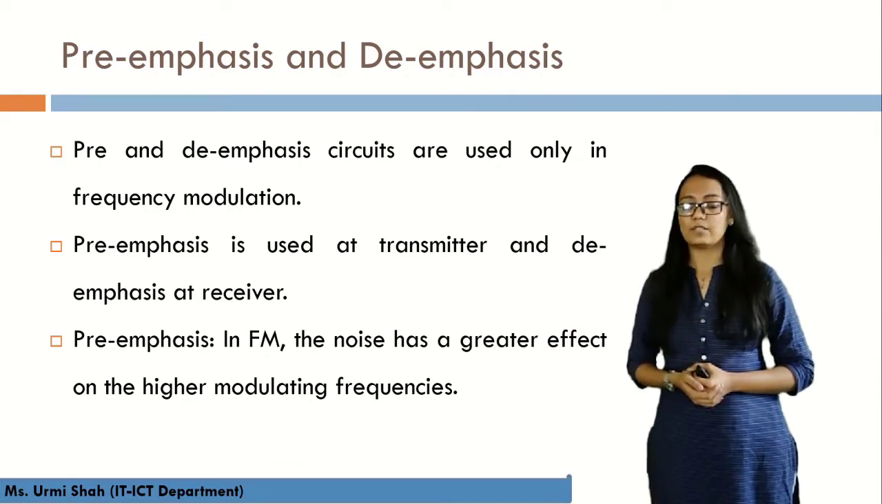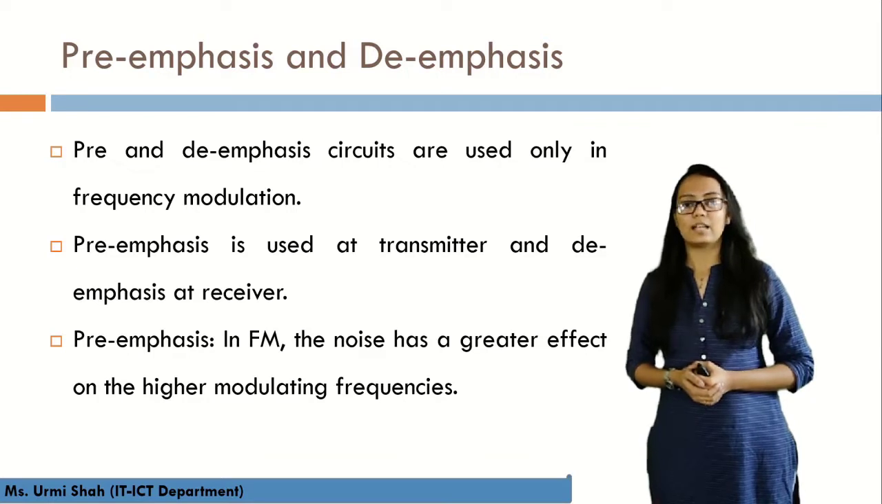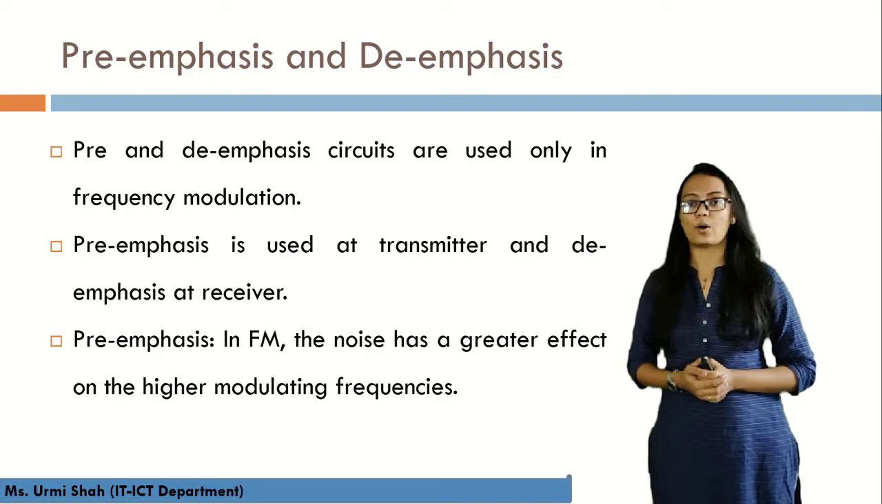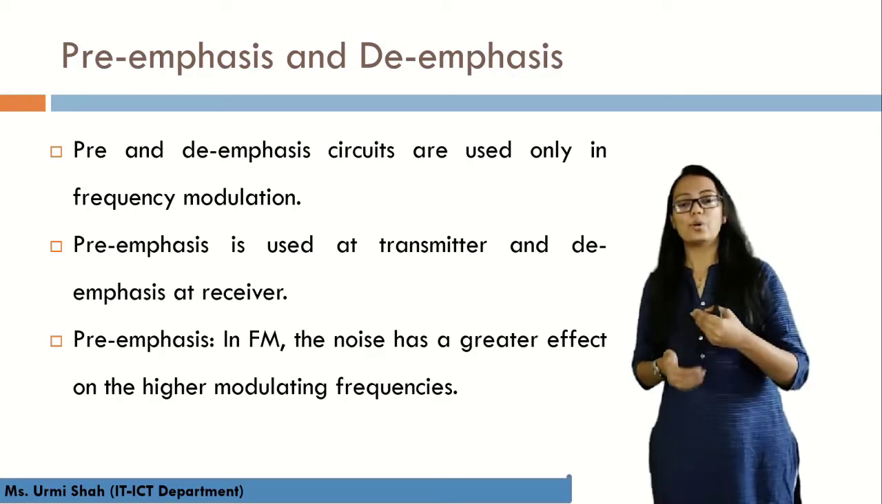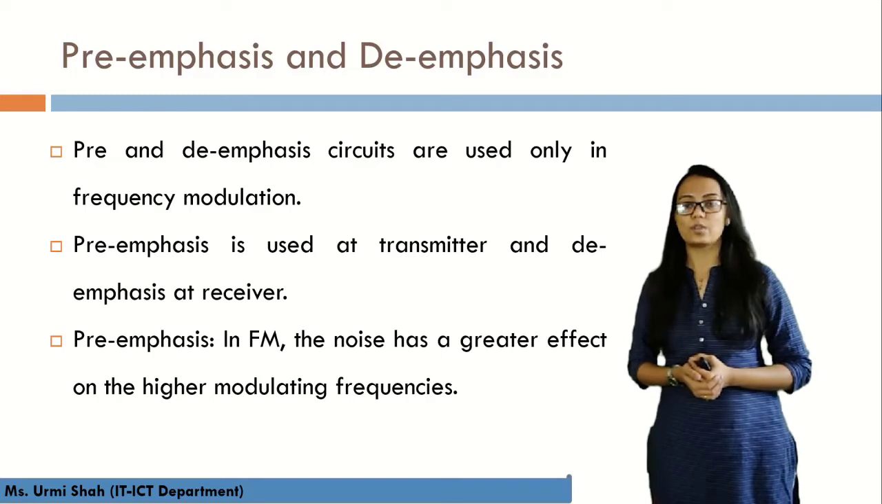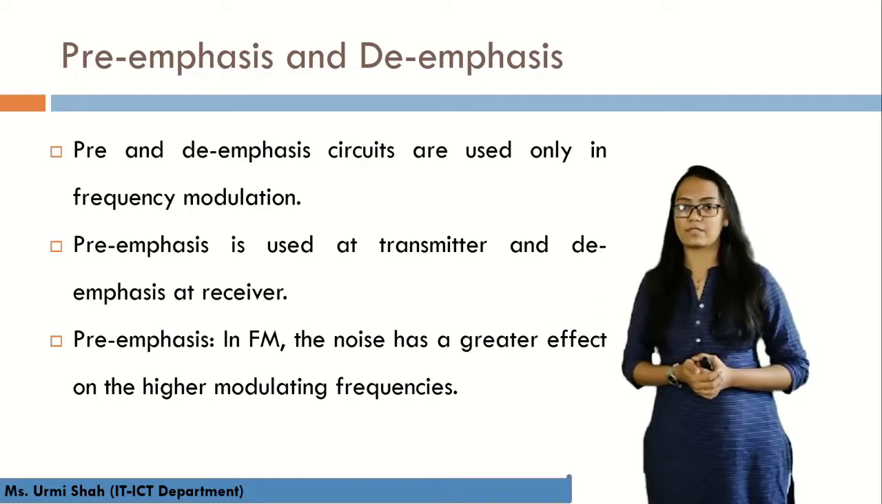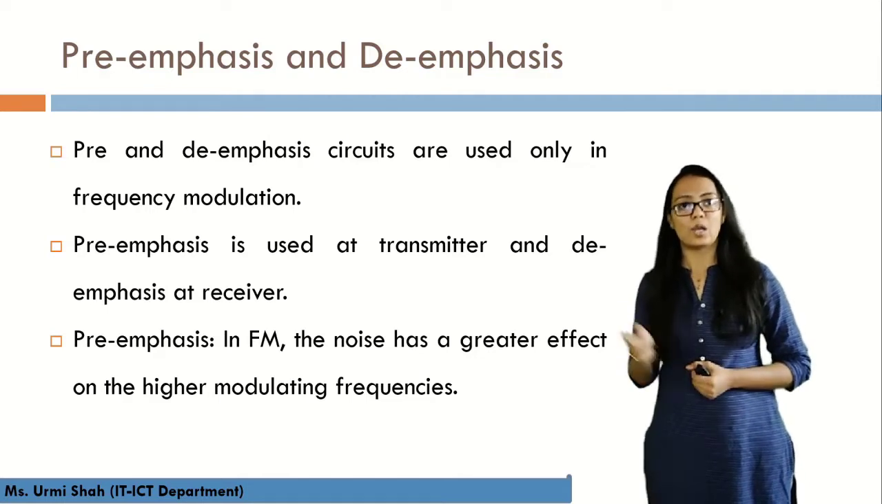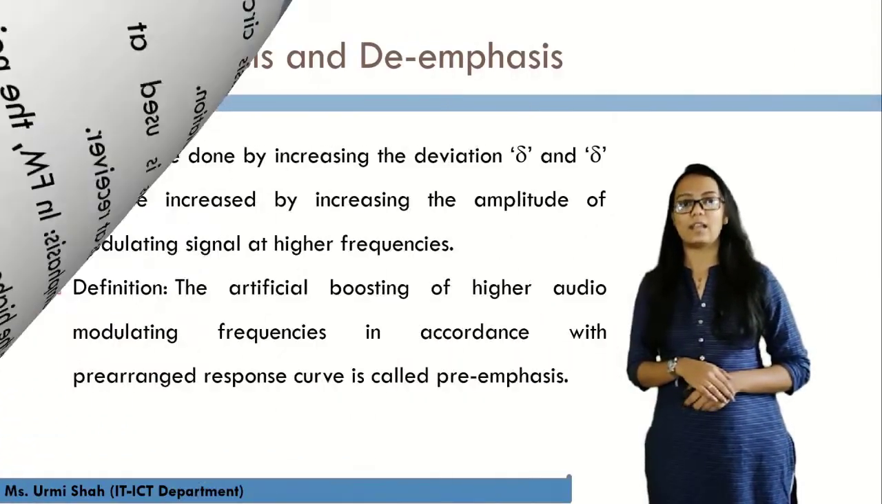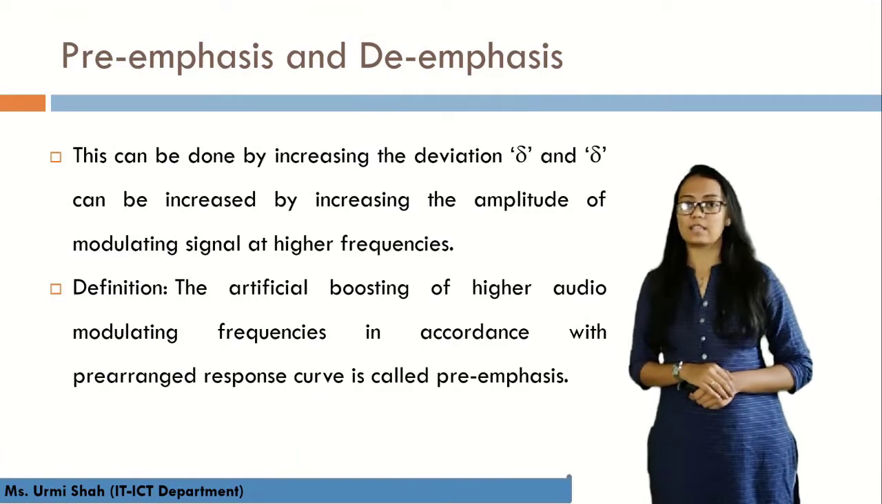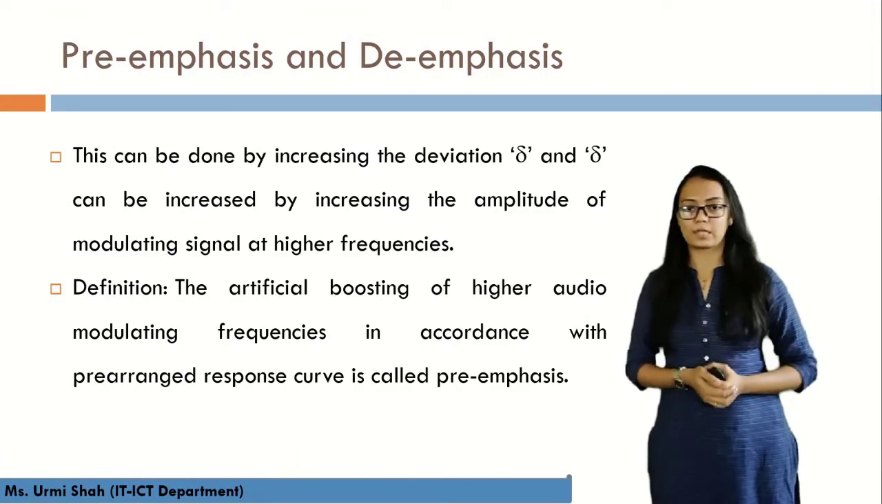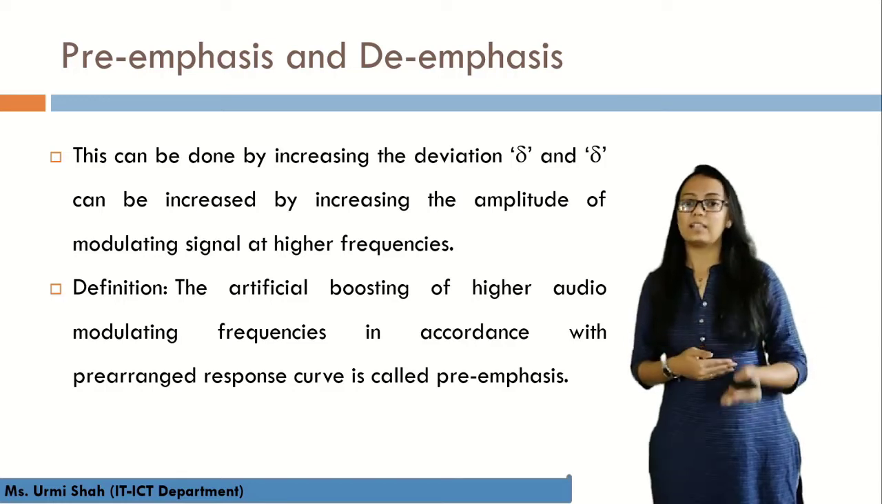Basically, preemphasis in FM signal is done because noise has a greater effect on higher modulating frequencies. To overcome that noise, we perform preemphasis of the FM signal. So now let's understand what preemphasis is and why it is used. This is done by increasing the deviation.